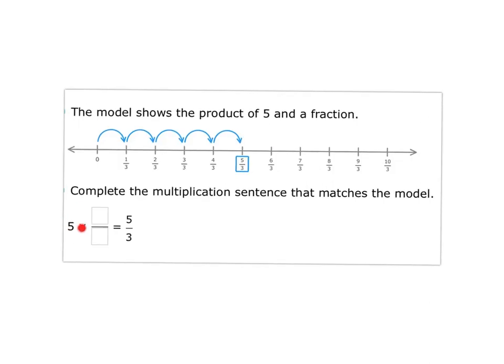And this time they're giving us the whole number. What fraction are they multiplying by times 5 to get 5/3? Well, you can tell how far they moved on the number line. They moved 1/3. So the fraction they're multiplying by is 1/3, and you can see they did it 1, 2, 3, 4, 5 times, there's your 5, to end up with an answer of 5/3.